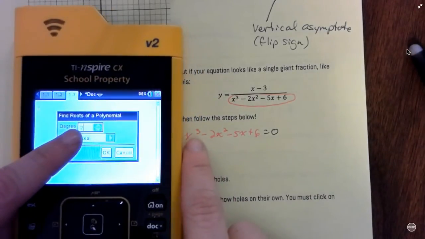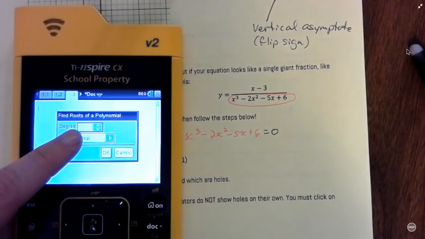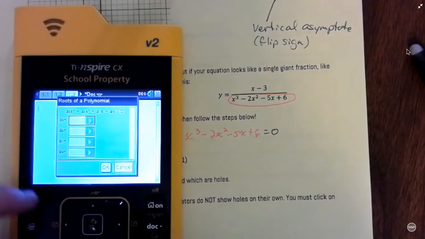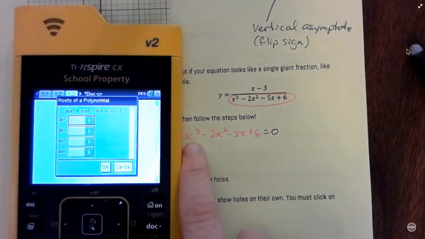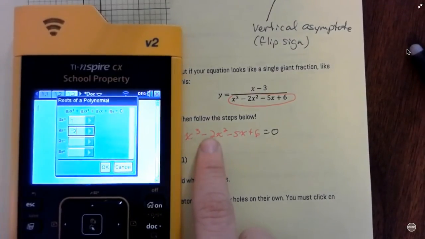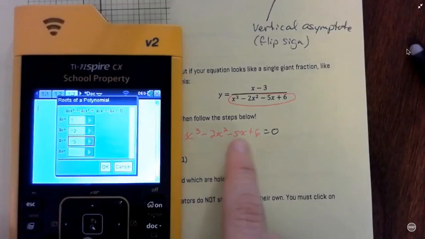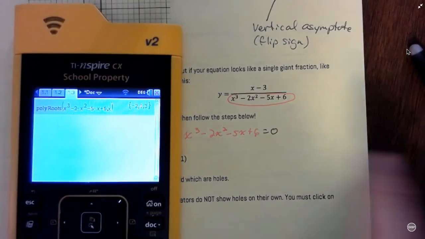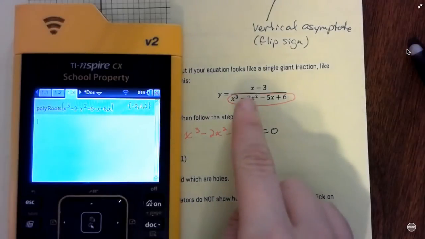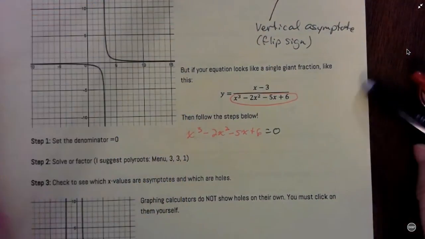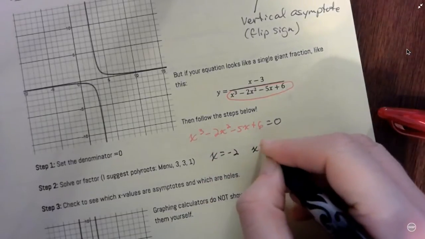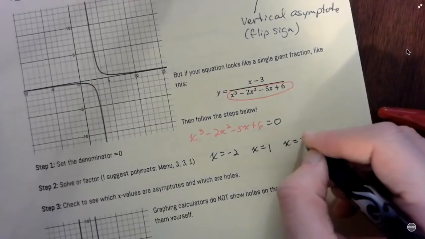Now remember to change your degree to 3, because that is our biggest exponent, and then leave this on real. And then you're going to put your coefficients in. So 1, -2, -5, and 6. And then press enter a few times. And it's going to give you some x values that cause the denominator to become 0. So I'm going to write those down. So I got x equals -2, x equals 1, and x equals 3.